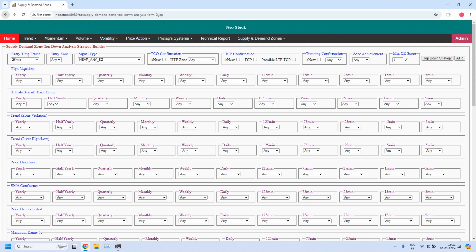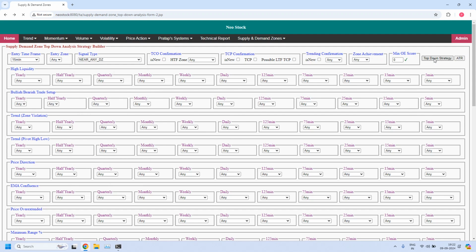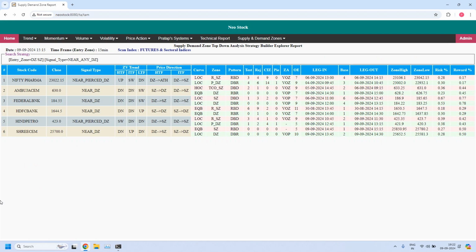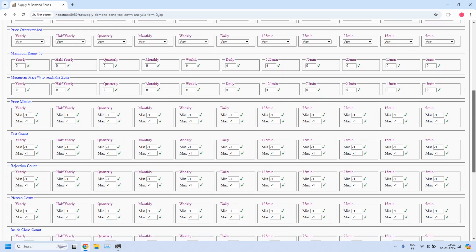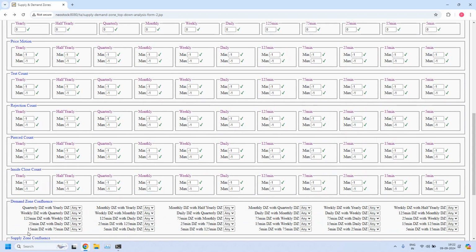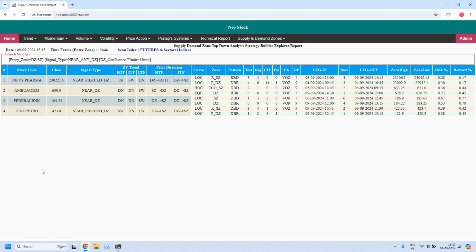Next time frame is 15 minutes. Let us find the stocks near the 15 minutes demand zone. 6 stocks are filtered. Let us verify whether any of these stocks have ITF zone confluence, that is 15 minutes and 75 minutes demand zone confluence. I am enabling the filter. Let's verify. Now 4 stocks are filtered. Out of these 4, 2 stocks have pierced zones. You can't use them.